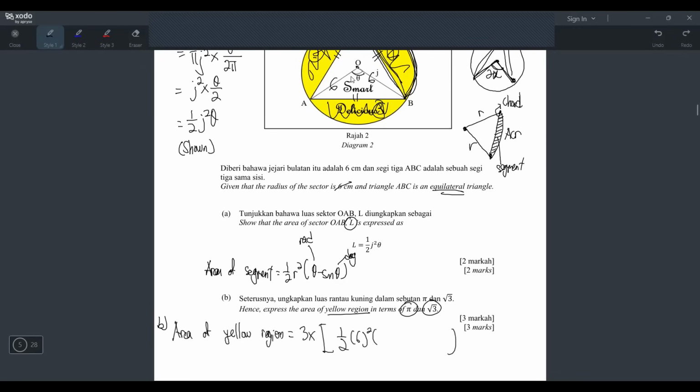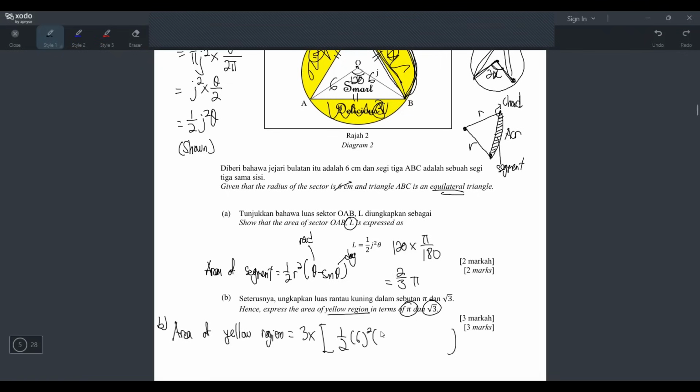The theta here I already know is 120, but I have to convert to radians. So how do we convert? 120 times pi divided by 180. They said in terms of pi, so don't press the pi, just press 120 divided by 180. Let's see what I get. My calculator gives me 2/3. So it means this is 2/3 pi radians.